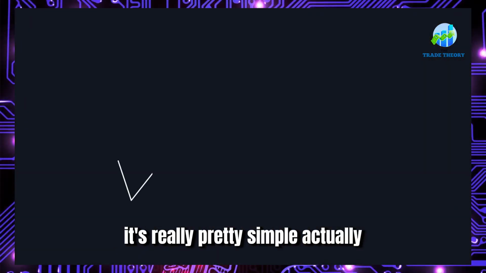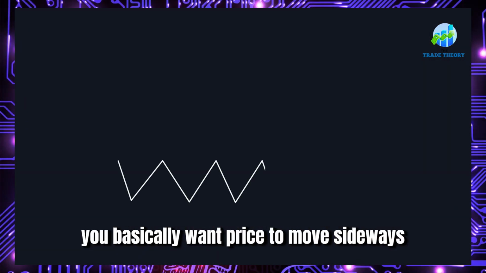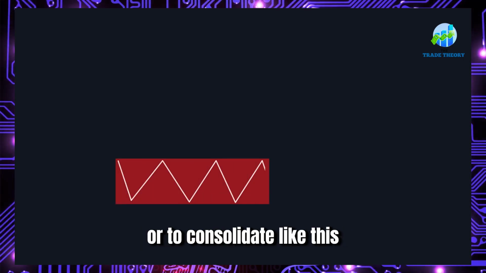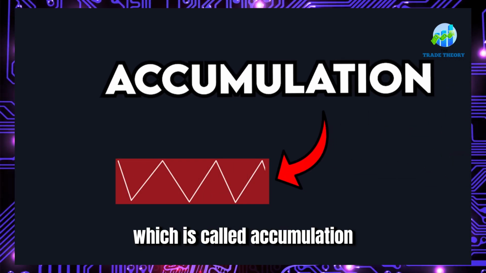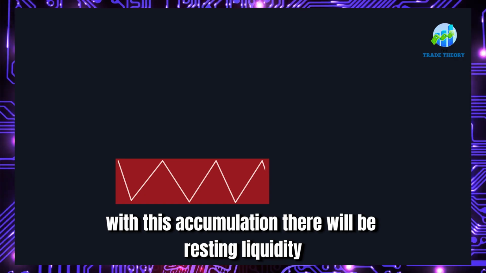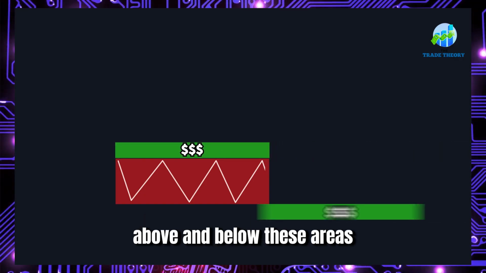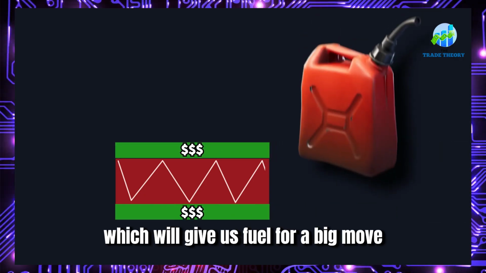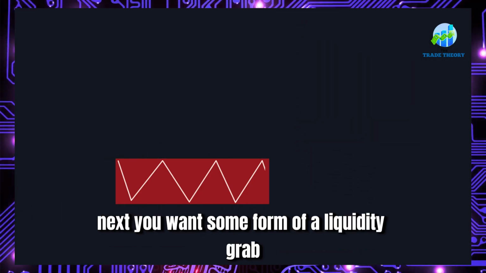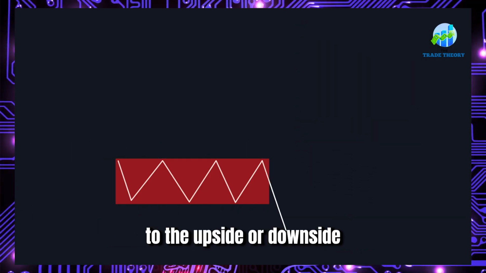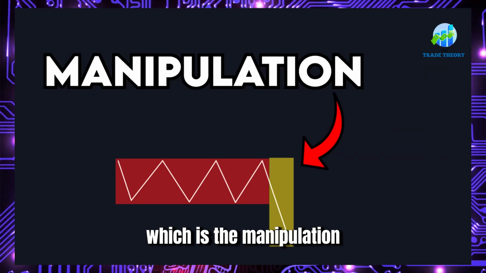It's really pretty simple actually. You basically want price to move sideways or to consolidate like this, which is called accumulation. With this accumulation, there'll be resting liquidity above and below these areas, which will give us fuel for a big move. Next, you want some form of a liquidity grab to the upside or downside, which is the manipulation.